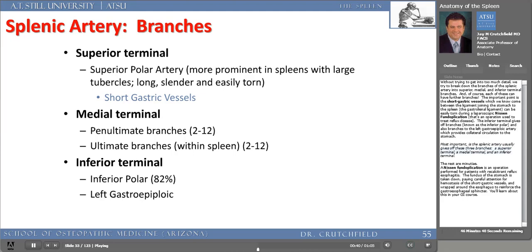The inferior terminal gives off branches known as the inferior polar and also branches to the left gastroepiploic, which provides collateral circulation to the stomach. Most importantly is that the splenic artery usually gives off these 3 branches: a superior terminal, a medial terminal, and an inferior terminal. The rest is minutia.